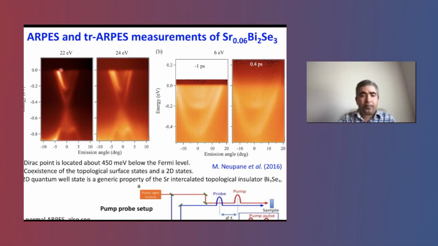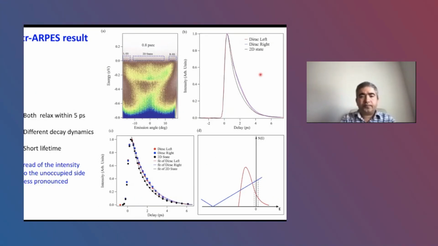Without pump, what we see is this Dirac state, where the Dirac point is deep below, around 550 meV below the Fermi level, but there's also a 2D band, a 2D quantum well state, near the Fermi level. You can see 22 eV, 24 eV. Using this pump-probe setup with the 6 eV laser, we can clearly see the Dirac band as well as the 2D band. We pump it and you can see the occupied side, and a little bit of the 2D state extended over here. Then we try to understand the relaxation dynamics.